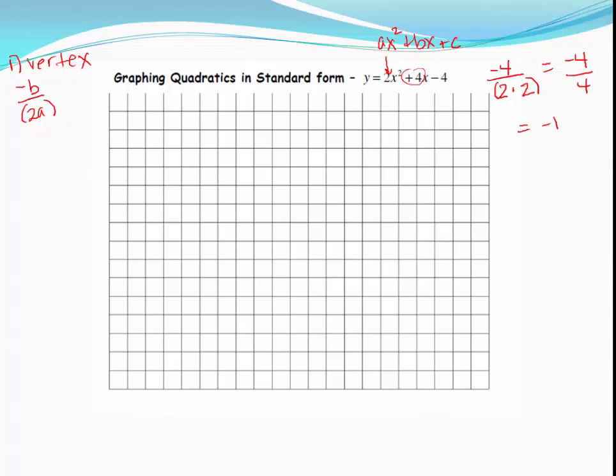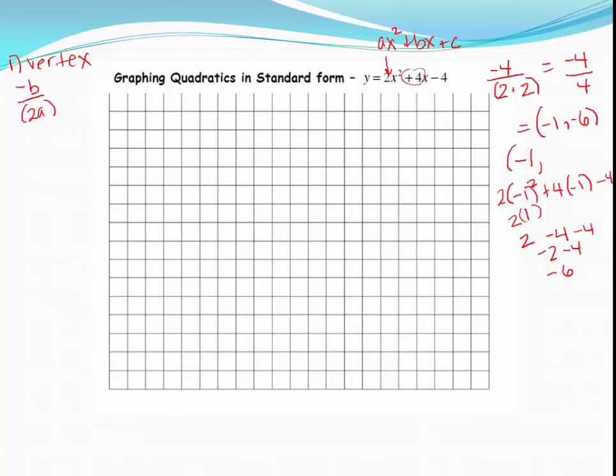Okay, so that means our vertex is going to be -1, something. So how do we figure out the y value that's associated with that? We plug that in. So now we're going to go 2 parenthesis -1 squared plus 4 parenthesis -1 minus 4. We'll do our order of operations. That becomes 1 times 2. 4 times -1 is -4, minus 4. So 2 minus 4 is -2, minus 4 is going to be -6. So our vertex is the coordinate -1, -6.